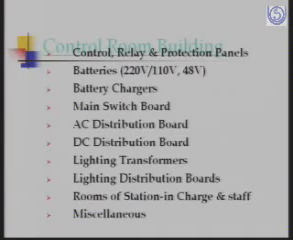Then, in the control room building, we have the control relay and protection panels, the batteries, the battery chargers, the main switchboard, the AC distribution board, the DC distribution board, lighting transformers, lighting distribution boards, rooms for the station in charge and staff, and other miscellaneous equipment placed in the control room of the substation.